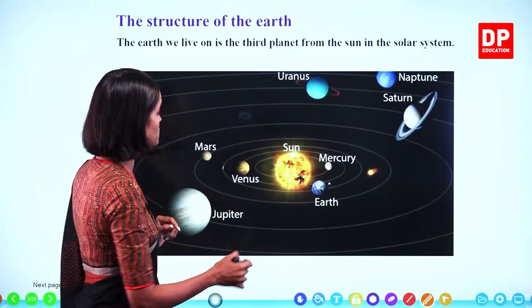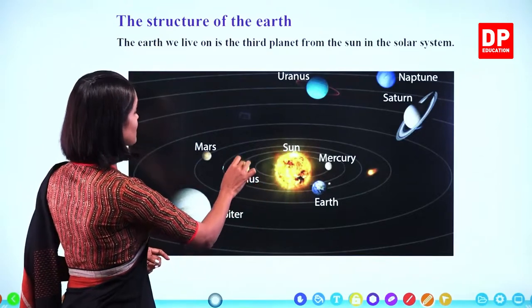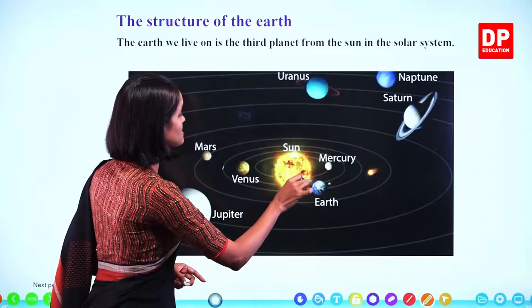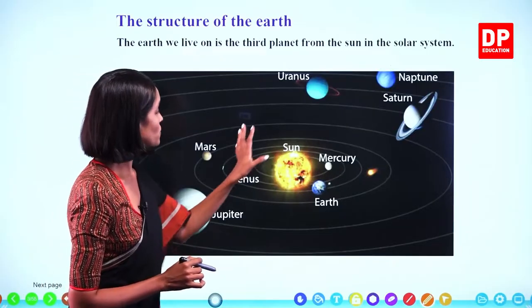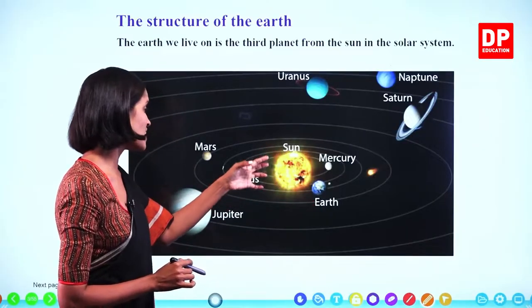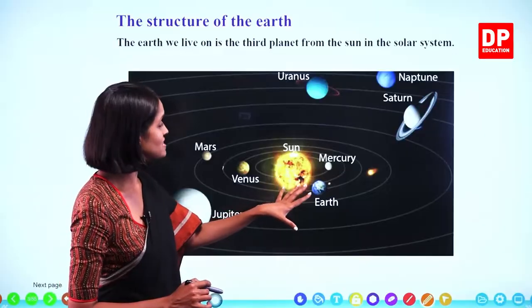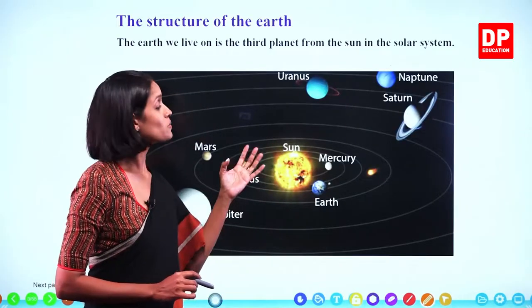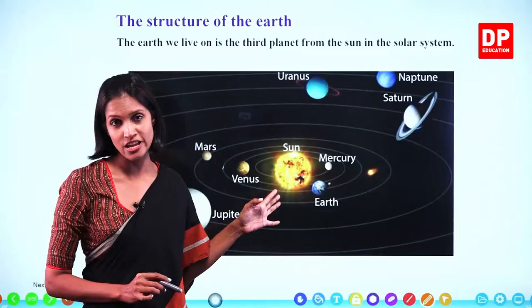Look at this, the first planet, the closest to the sun, is Mercury. Then the second one after Mercury is Venus. And from Venus, the next is the earth, right? When you look at the earth, you will see that earth is different from the other planets, right? You can see earth has blue and green parts both. Because of this reason, Earth is known as the blue planet as well.